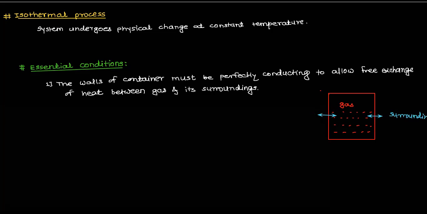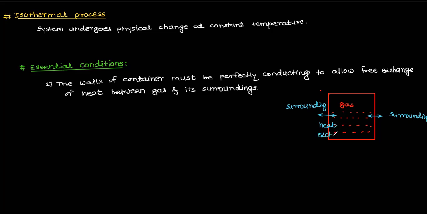If you want above and down also, not an issue. Surroundings here also, I am just showing two sides only. So if you want above also, not an issue. So this is the surrounding I am taking. So there is heat exchange, right? How? Heat exchanges between gas and surrounding. Here you can see, right? This is the first condition, and that is why this wall of the container should be perfectly conducting. Understand the first point? Yes.